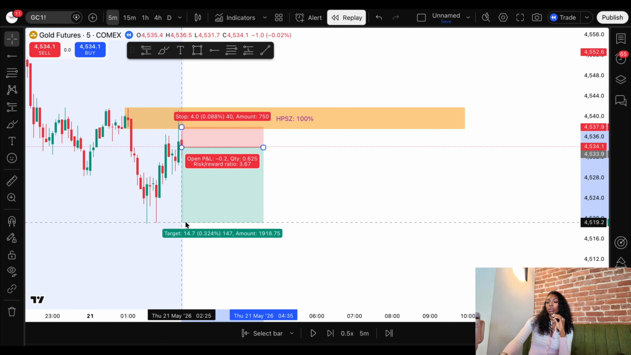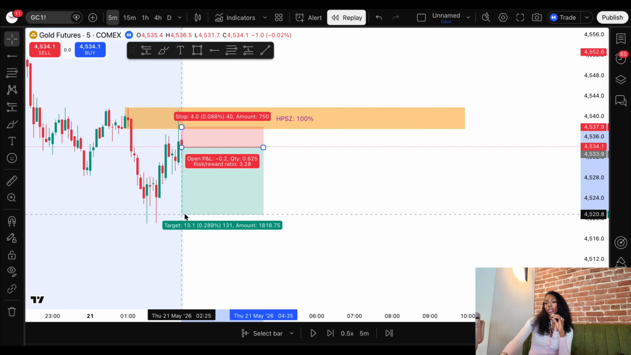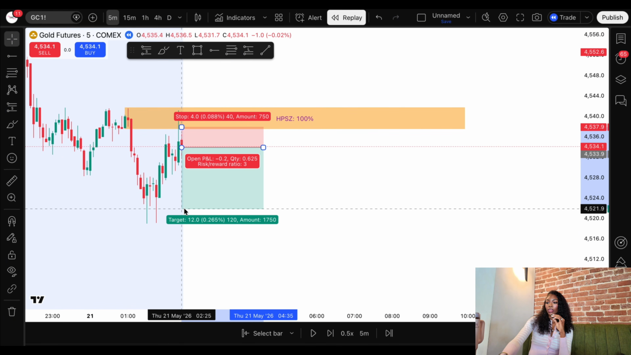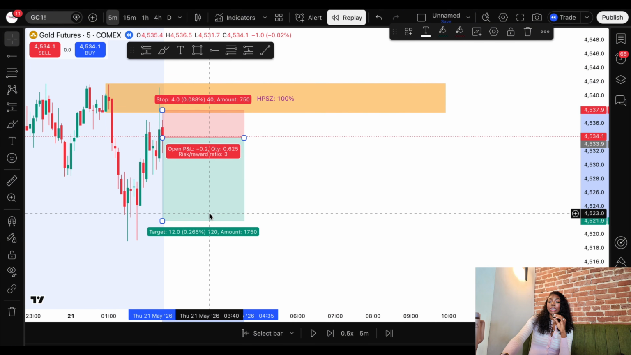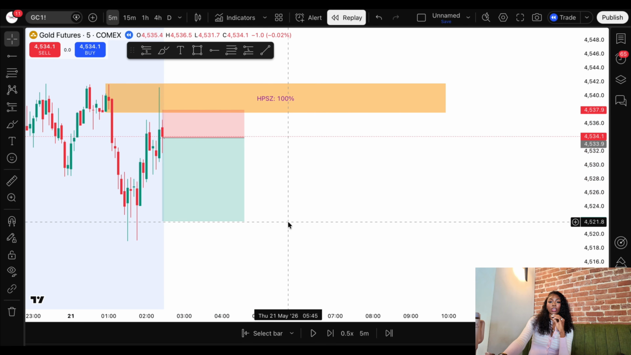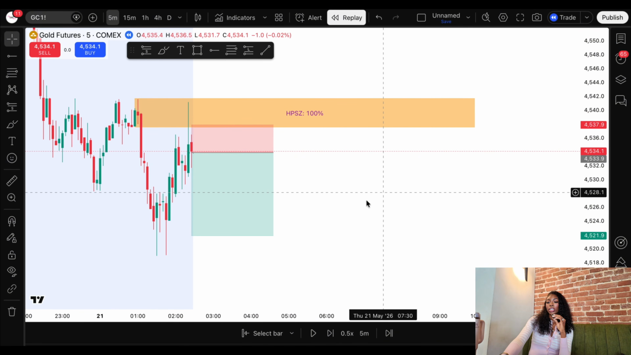Let's go for a 1 to 3, like we did last time. And let's see how this plays out. The risk to reward is absolutely crazy. I feel like you can't beat it. You're risking 4 points to make 12 points. So let's just see how this plays out.